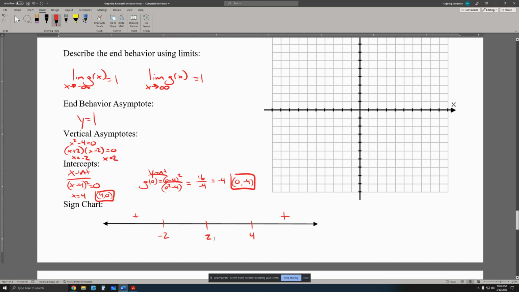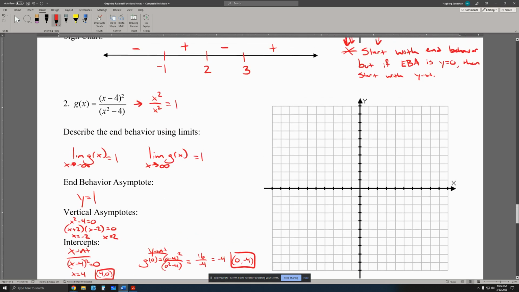Over -2 and +2, each of these zeros has multiplicity 1. That tells us that the sign is going to change over each of these zeros. So over -2, it's going to change from positive to negative, and over +2, it's going to change from negative to positive. Let's do that last check for x equals 4.